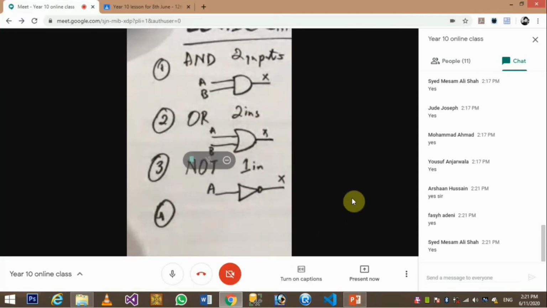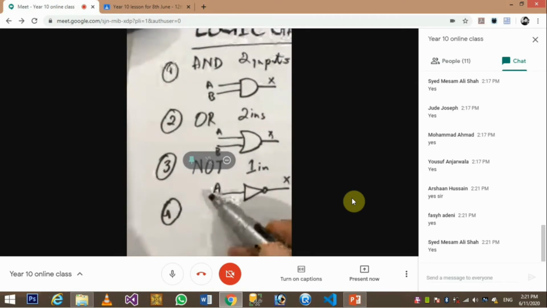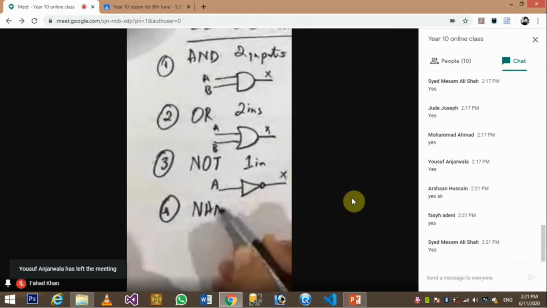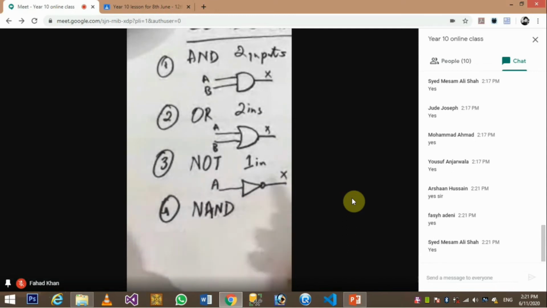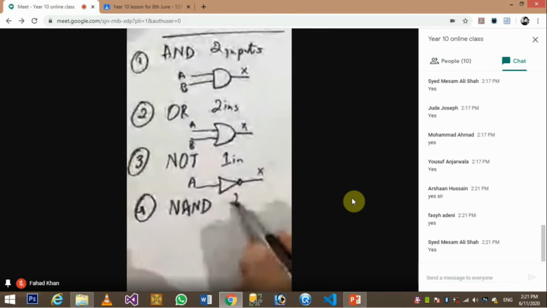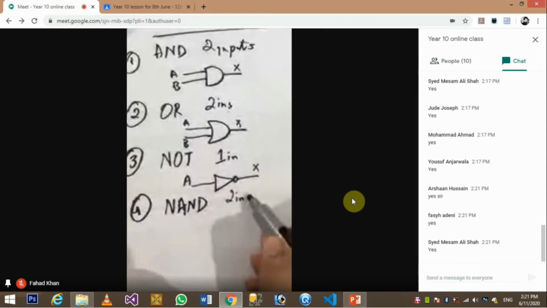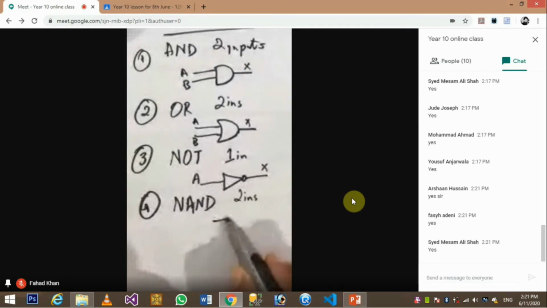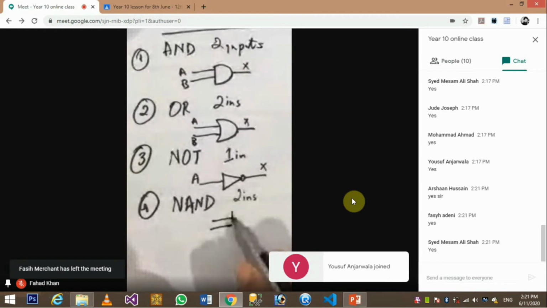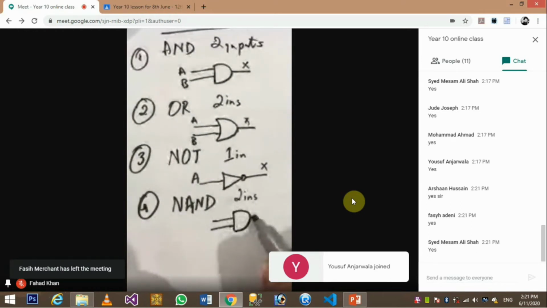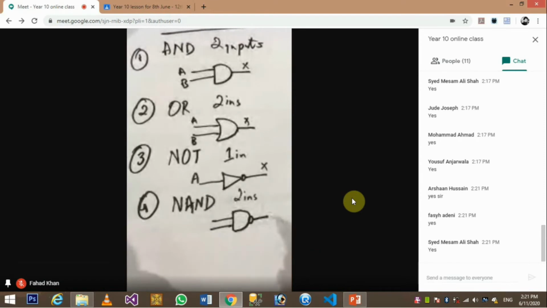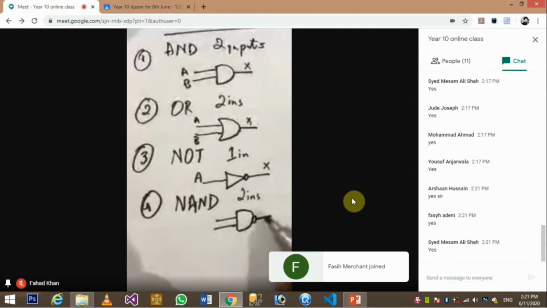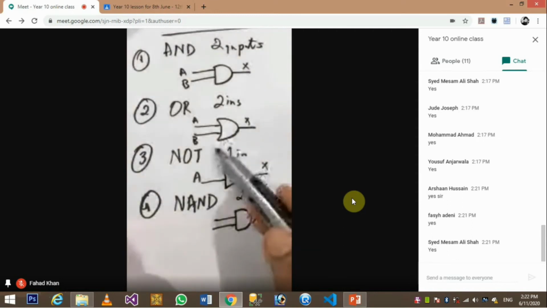Moving on to after NOT, if we add the NOT gate to AND gate, that would be the NAND gate. It also has two inputs and one output. And what is the representation of that? We have two inputs and we have a small bubble to represent the negation, the opposition of this NOT gate.